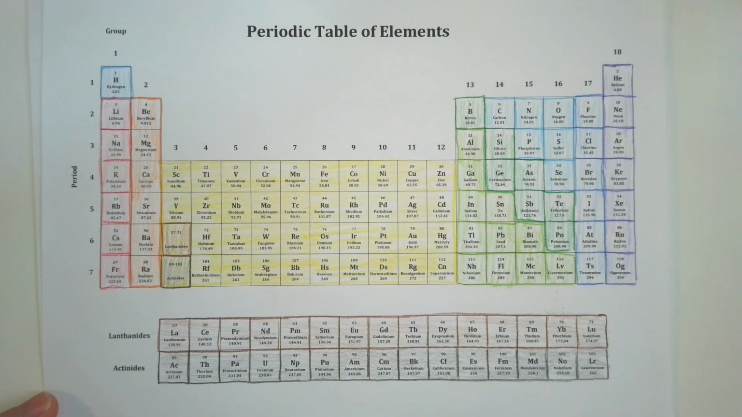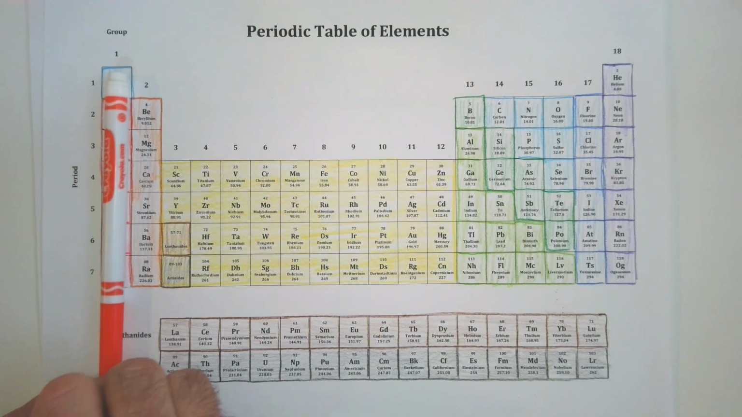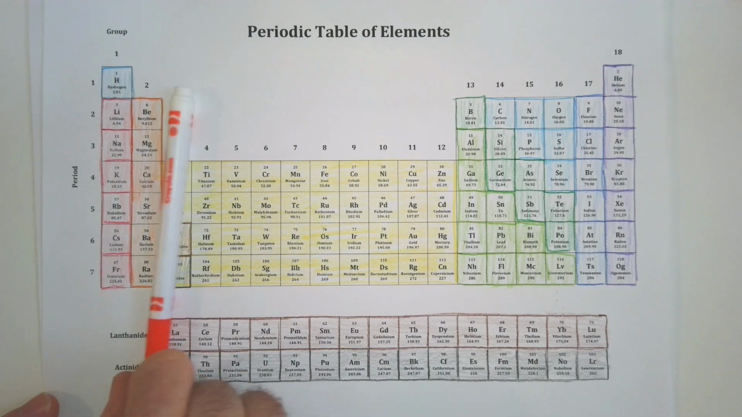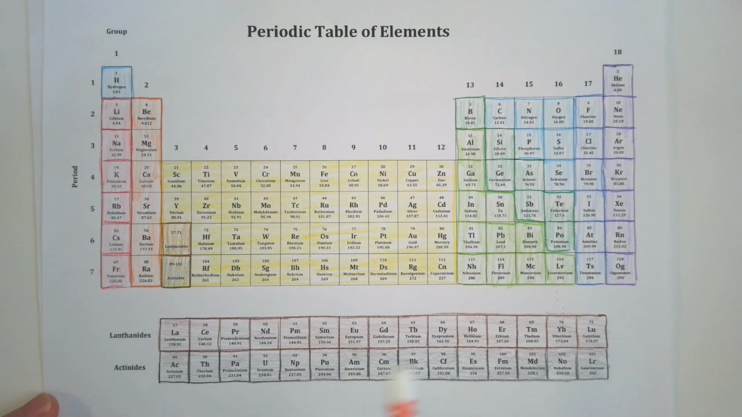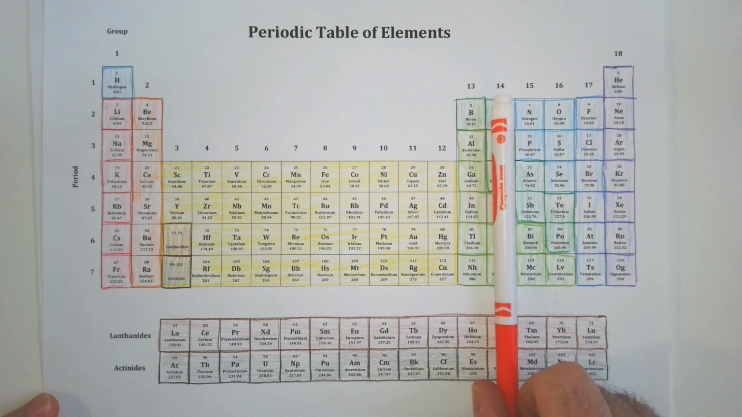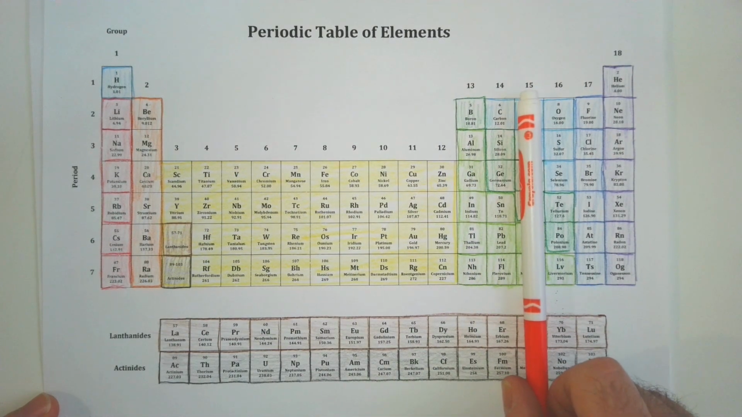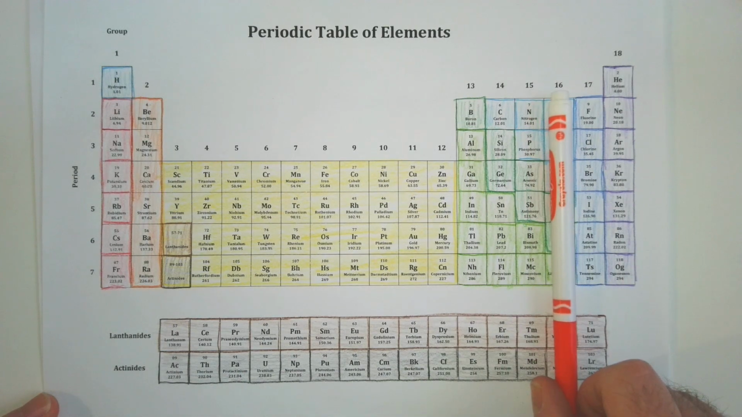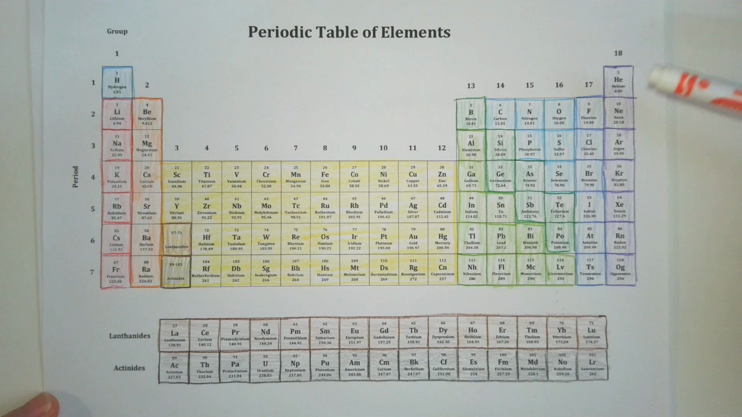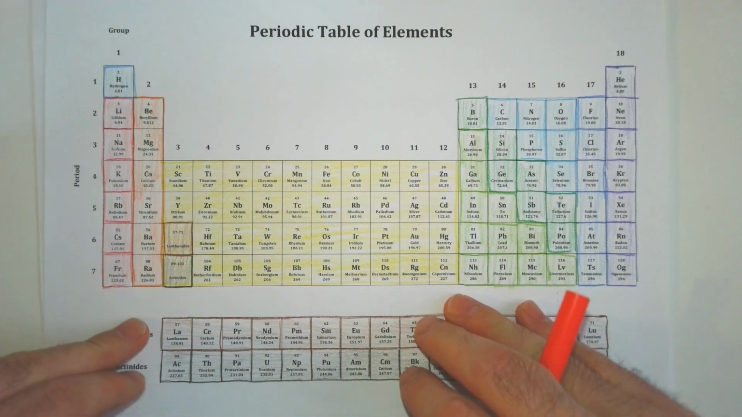Now, the ones that are very predictable are the group 1. Group 1 has 1 valence electron. Group 2 right here has 2 valence electrons. Group 13 has 3. Group 14 has 4. Group 15 has 5. Group 16 has 6. Group 17 has 7. Group 18 has 8, except for helium, it has 2. It's a tiny one, so 2 is all it can handle.